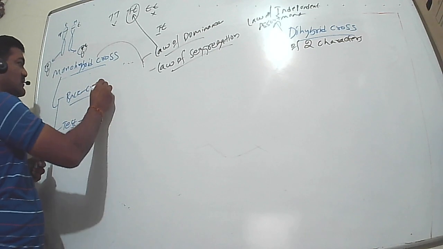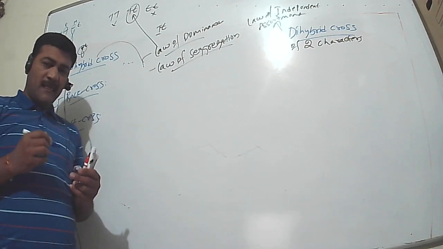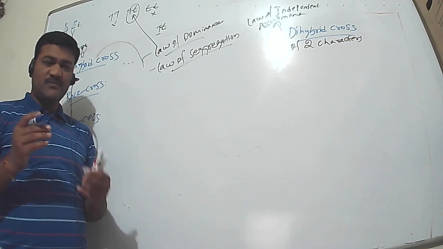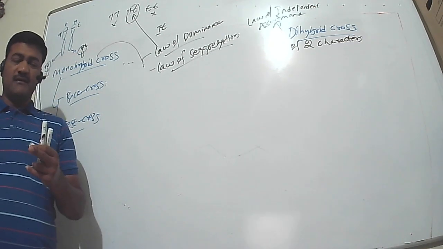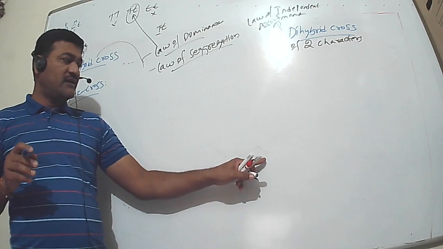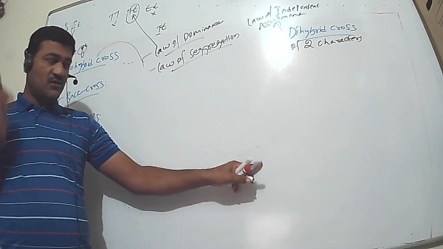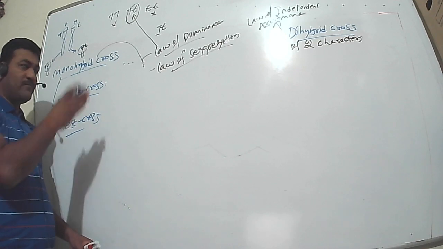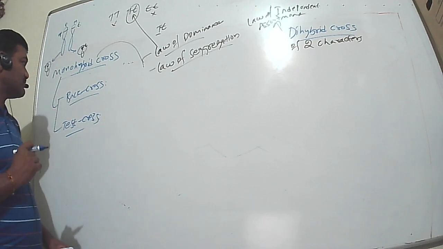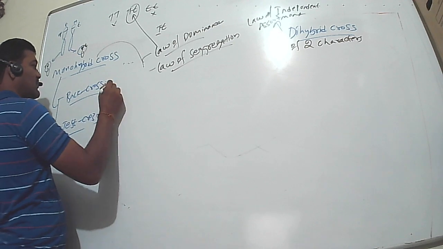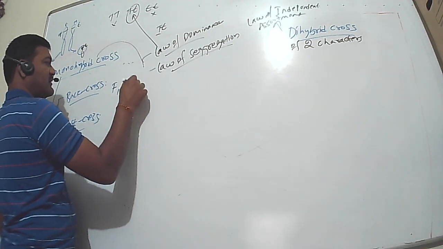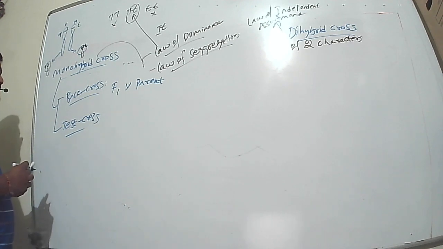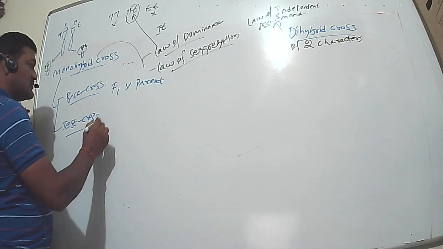Back cross is the cross between the F1 plant with its parent. Okay, cross between a plant and its parent. Like if I take F2 generation plant being crossed with the F1 plant, or the F1 plant being crossed with its ancestral parent. So back cross is a cross between the F1 and the parent.